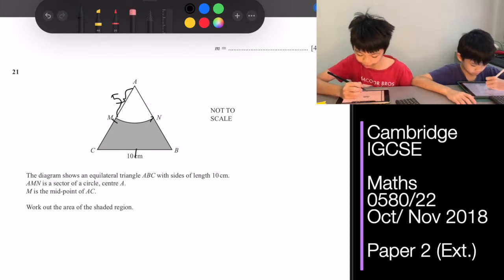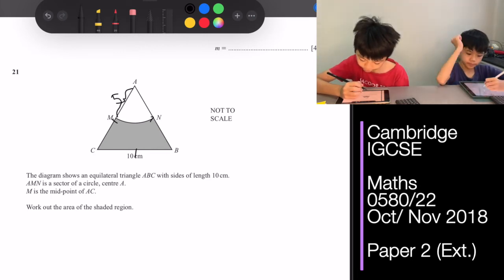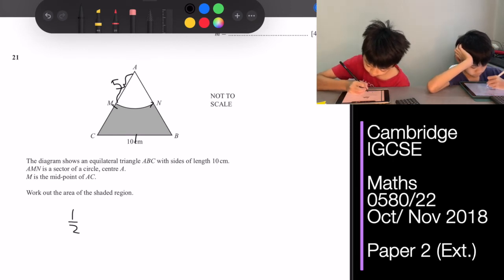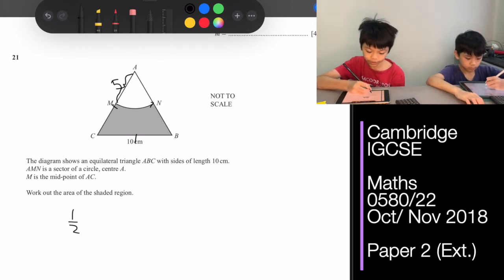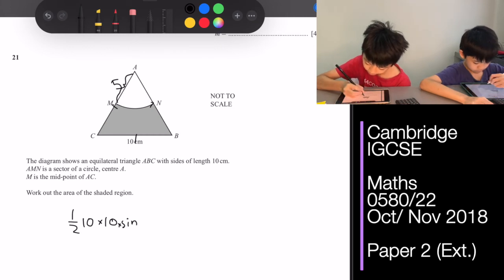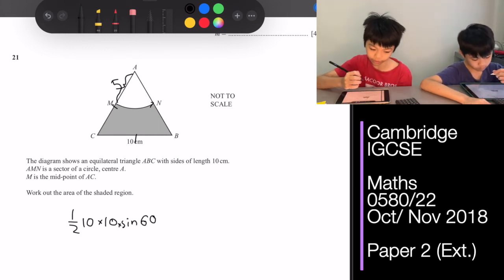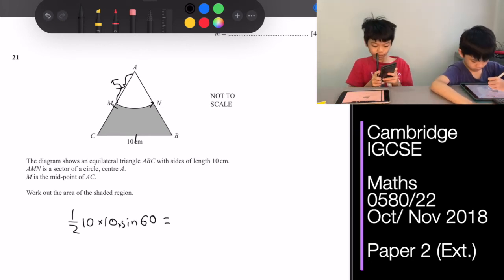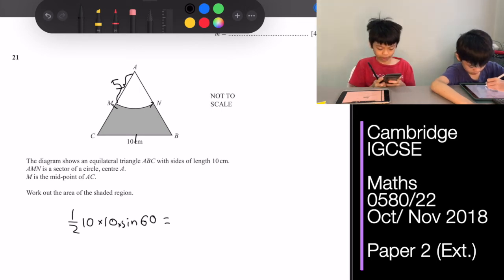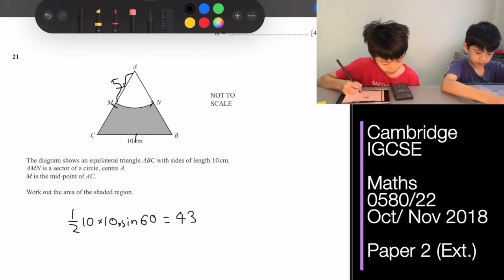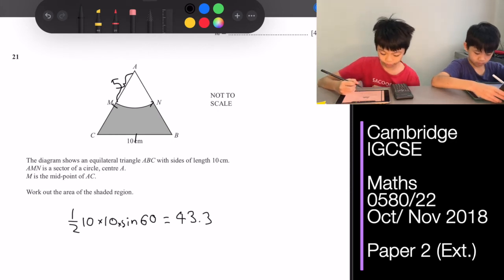Then work out the area of the shaded region. Firstly we'll need to calculate the area of this triangle. So it's half times 10 times 10 times sine 60. Equilateral triangles all have an angle of 60, which will give me an area of half times 10 times 10 times sine 60. It will give me 43.30, but you don't need to write the 0.